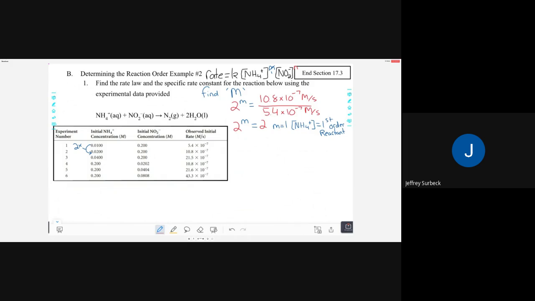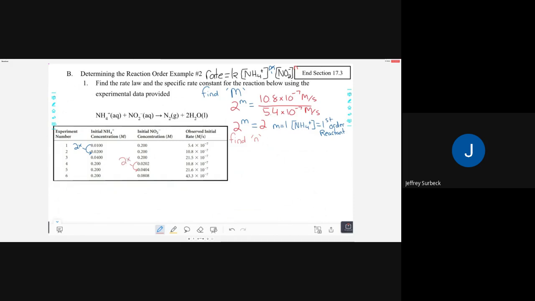So we say, all right, we need to find N. So we ask ourselves, where does NO2 minus change, but NH4 plus stays constant? 4 and 5, all right? So in 4 and 5, I like to do this. Again, I like to verify, okay, NH4 plus stays at 0.2 and 0.2 in experiments 4 and 5. And then I look at NO2 minus. We went from 0.0202 to 0.0404. So did it double, triple, quadruple? It doubled in terms of concentration, 2 times.